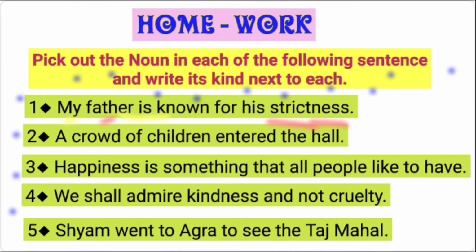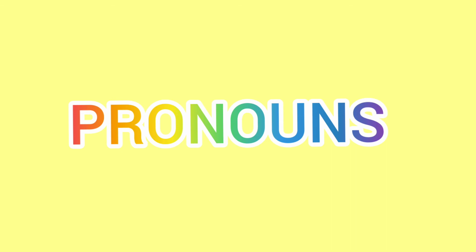Strictness is an abstract noun because we can only feel the strictness of our teacher, the principal, our parents, but we cannot touch it. So, strictness is an abstract noun here. So, you have to write common noun before father and abstract noun before strictness. Like this, you have to solve all the other 4 sentences. And now we are going to read about pronouns.